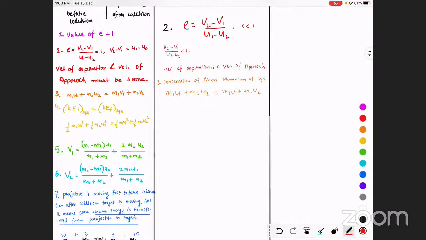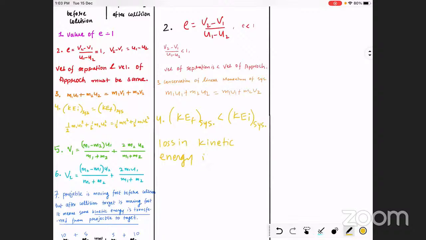Kinetic energy of the system is not same. Okay. The point number 4, there is some loss in kinetic energy. So final kinetic energy of system is less than initial kinetic energy of system. Do you understand that? Yes. There is some loss in kinetic energy in the form of light, heat, and sound. Loss in kinetic energy in form of light, sound, and heat.